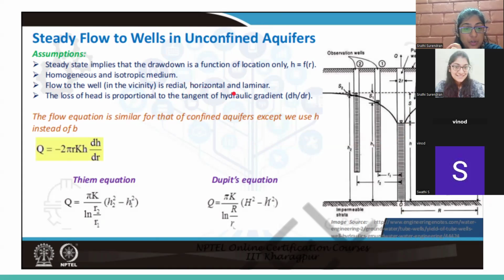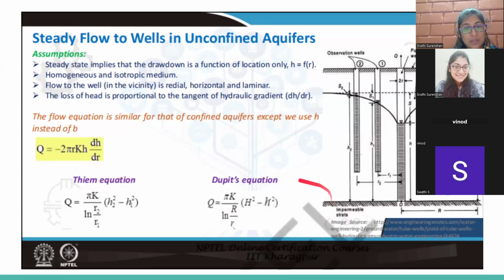Not only that, the soil has to be homogeneous and isotropic, and the flow in the well should be in a radial manner. Only then can we get the drawdown curve, the cone of depression, the radius of influence, and the area of influence. And like usual, it has to have a laminar flow, and the loss of head will be proportional to the hydraulic gradient.